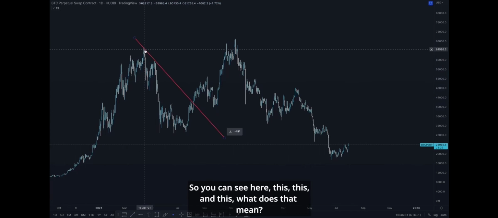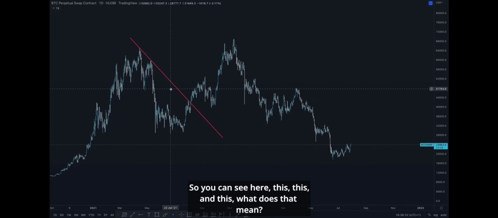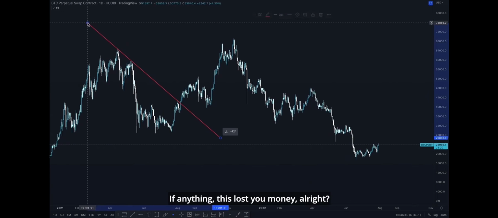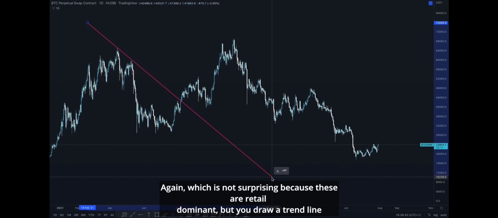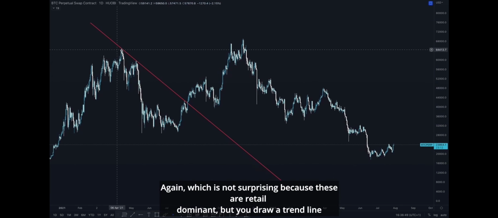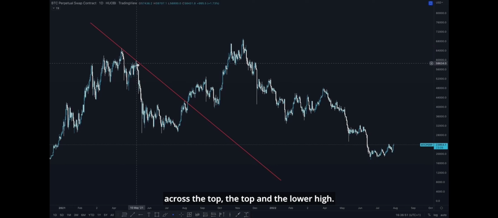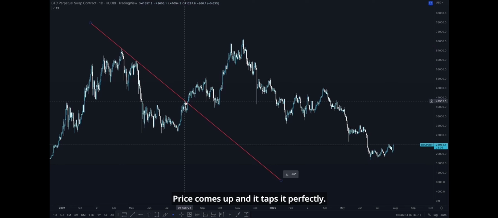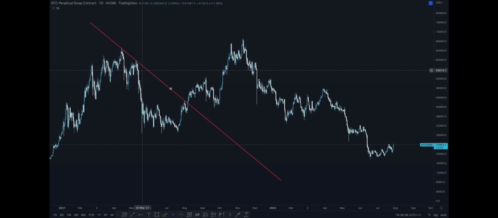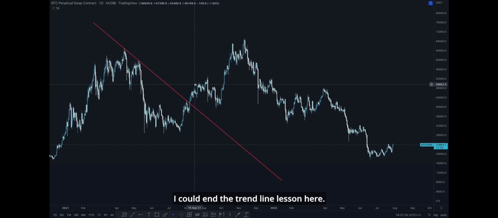So you can see here, this, and this. What does that mean? If anything, this lost you money, right? Again, which is not surprising because these are retail dominated. But you draw a trend line across the top and the lower high. Price comes up and it taps it perfectly. Oh my God, yes. Trend line valid. Short into it, get blown out. There you go. I could end the trend line lesson here. They're horseshit if they're used like that.